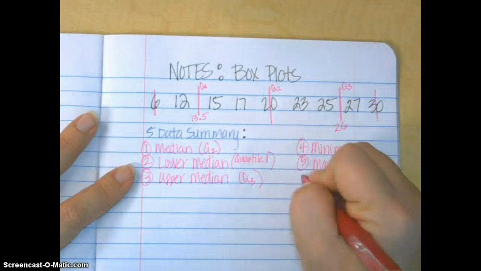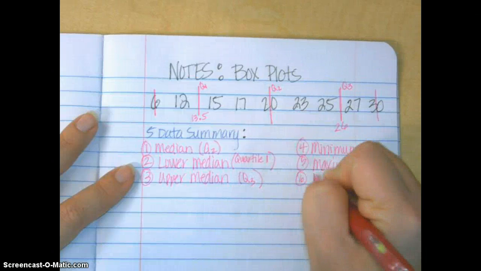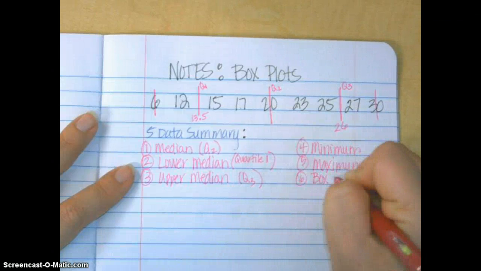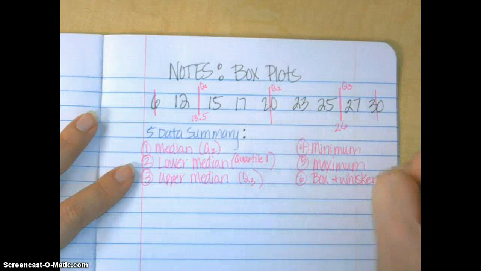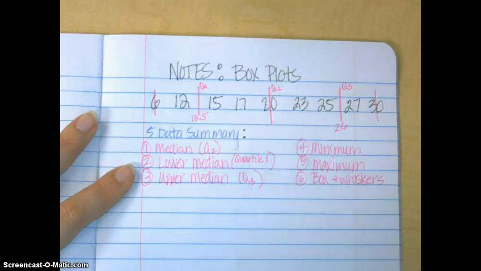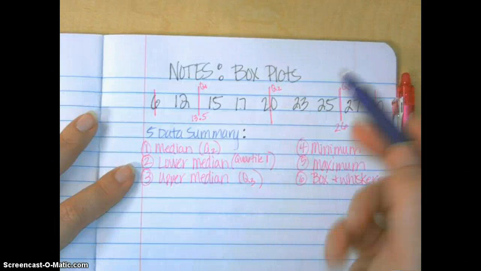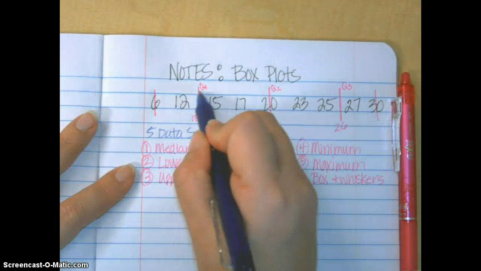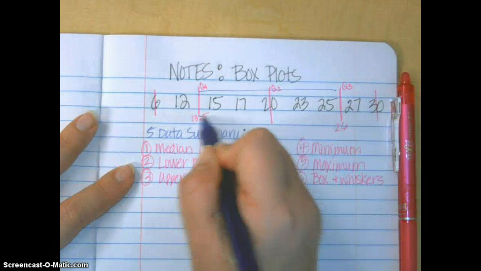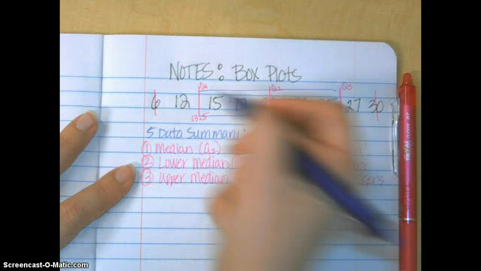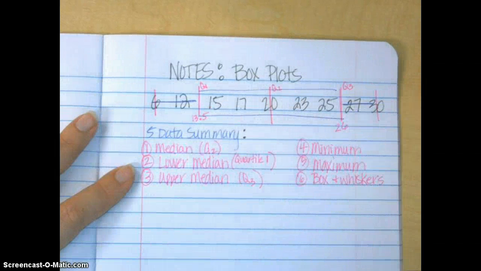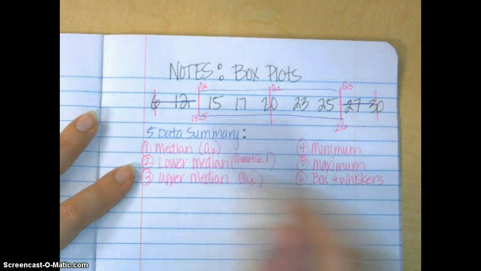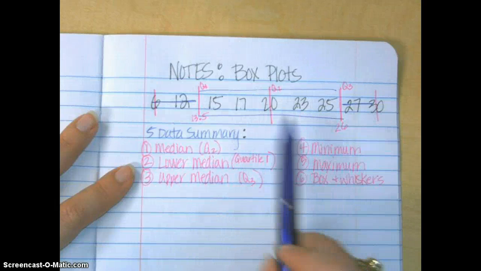So the 6th thing to do is to actually make your box and whiskers. Now, this is called a box plot. Let's make sure that we all understand that that's the correct terminology. But when we're thinking about it, it really is a box that connects quartile 1 to quartile 3. And then the whiskers connect the minimum and maximums. So you see there's a box and whiskers. But the correct terminology that we're using is a box plot.